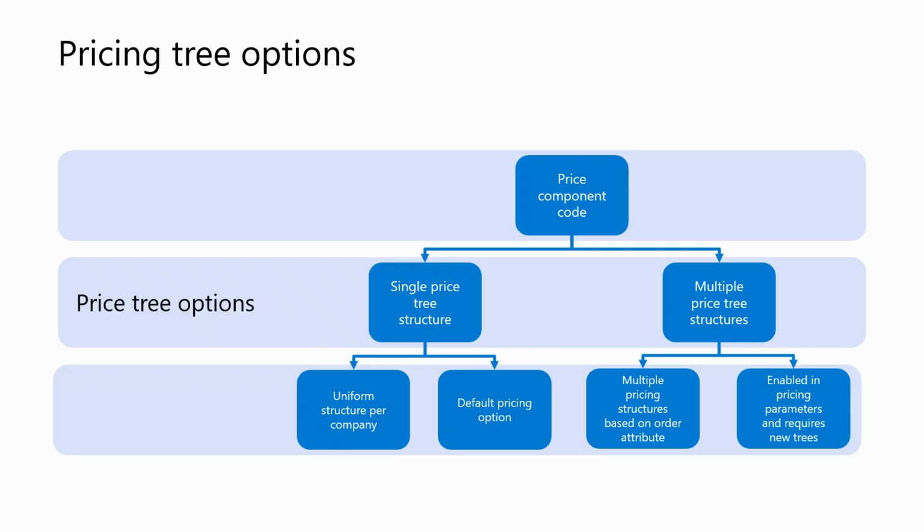By default, there will be a single structure per company, ensuring uniformity. However, if you need multiple structures for the same company, you will need multiple price trees. This can be achieved by enabling the option in the pricing parameter and creating the necessary price trees. The system differentiates between them using an attribute defined on the orders, which you specify for each tree.